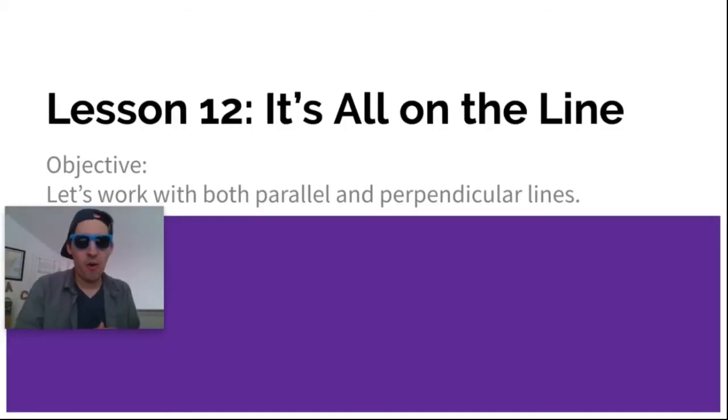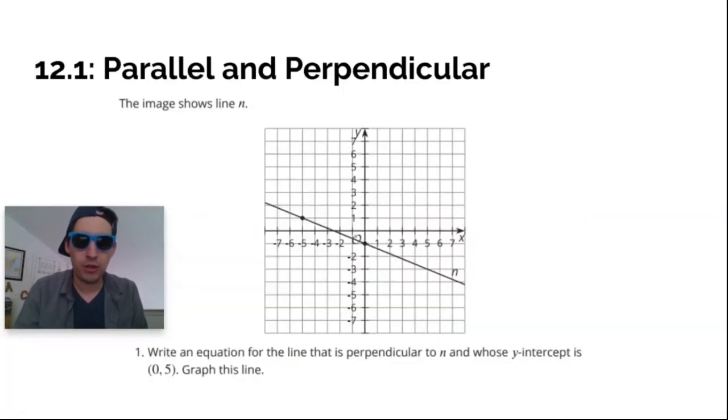Today we're going to be taking a look at lesson 12, parallel and perpendicular lines. Let's jump right in. Here we go. 12.1, question number 1. Write an equation for the line that's perpendicular to line N and whose y-intercept is 0, 5.